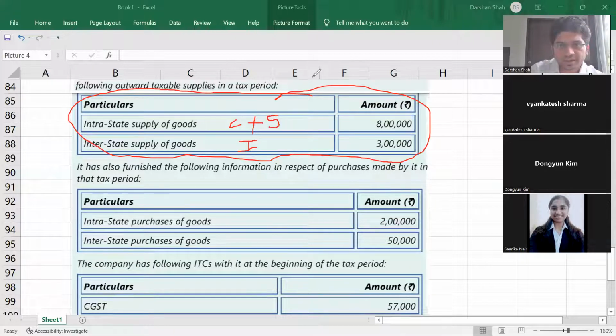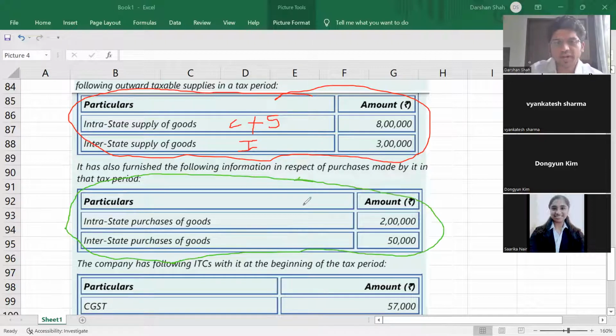Similarly, this table will give me input tax because these are purchases. Again, same: intrastate purchase will be CGST plus SGST, and this interstate purchase will be IGST. All right.